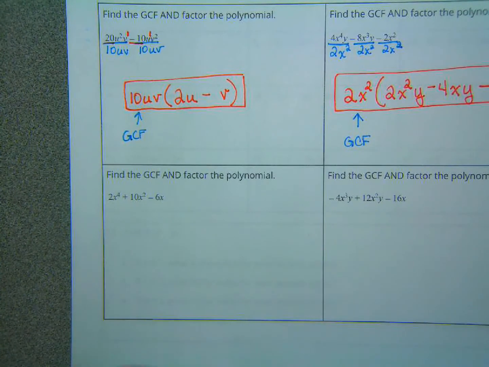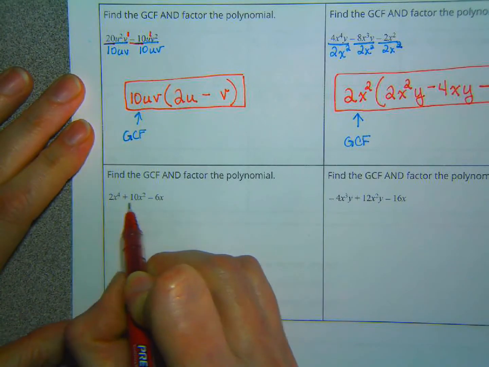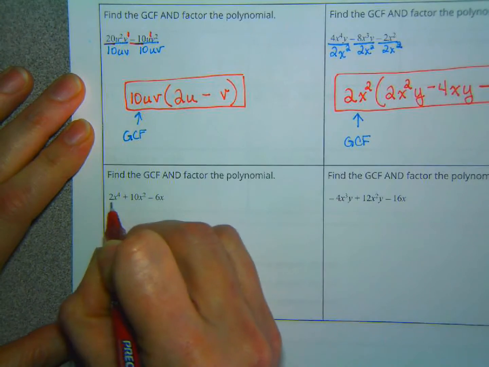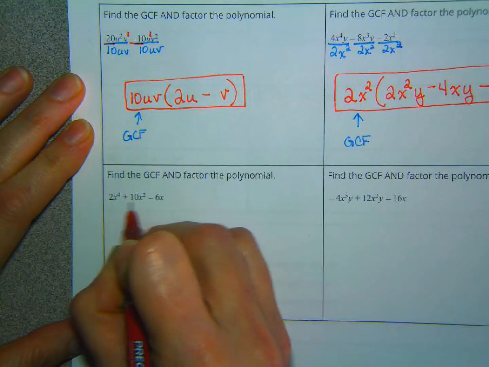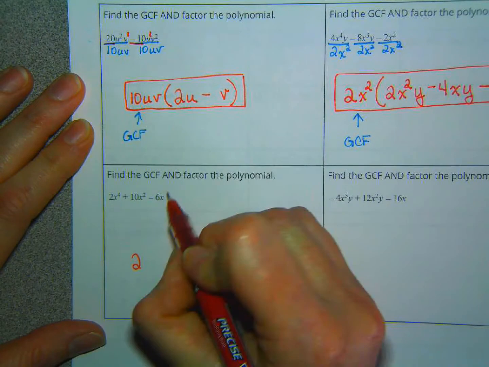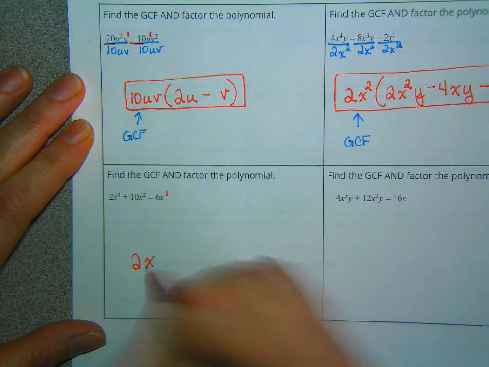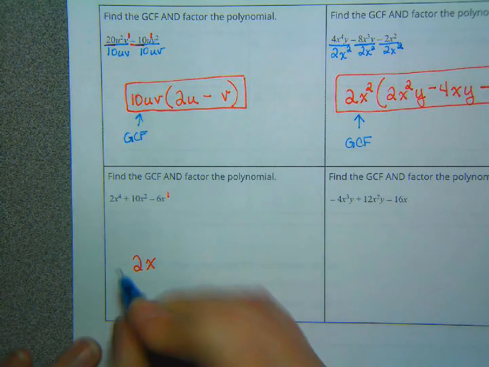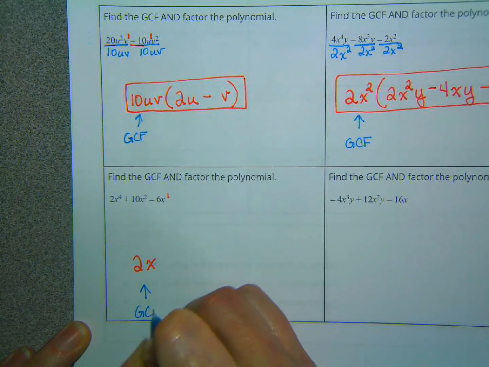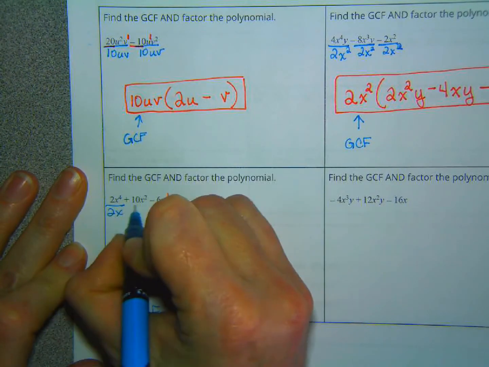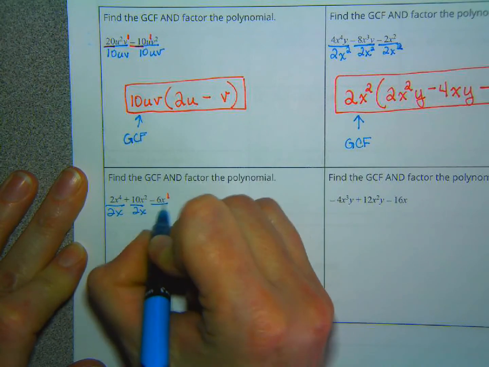So here we're looking at 2, 10, and negative 6. We have a 2 that divides into both 2 and positive 10 and negative 6. We have x to the 4th, x squared, and x to the 1st. So that's 2x. Then that's our GCF. That's our greatest common factor. And I don't even think I made a mistake. Divide this by 2x, divide that by 2x, divide that by 2x.